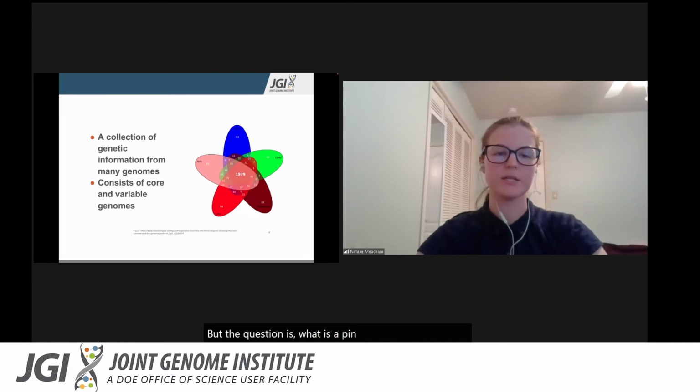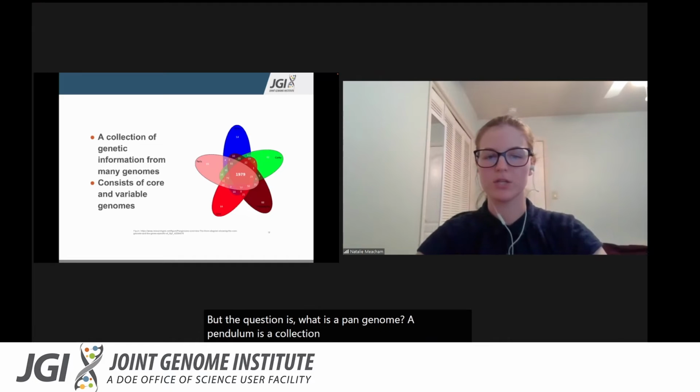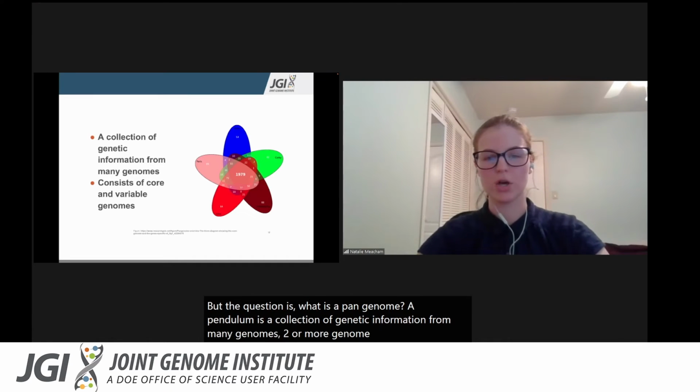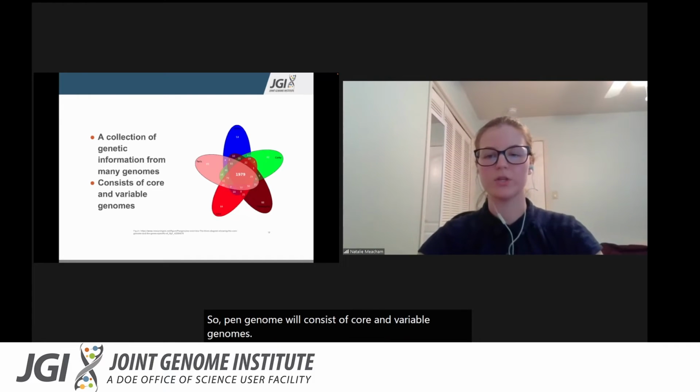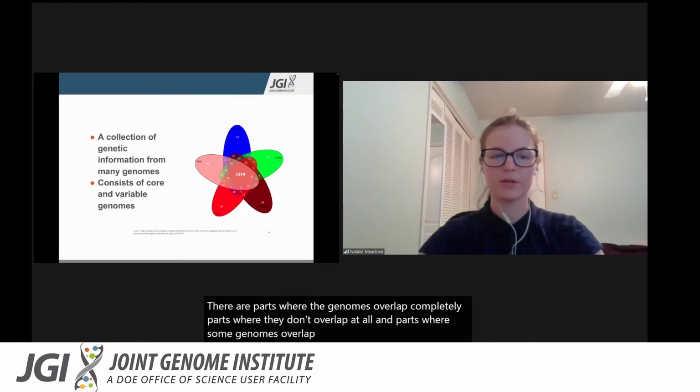A pangenome is a collection of genetic information from many genomes, 2 or more genomes. So a pangenome will consist of core and variable genomes, meaning there are parts where the genomes overlap completely, parts where they don't overlap at all, and parts where some genomes overlap and some don't. Next slide.